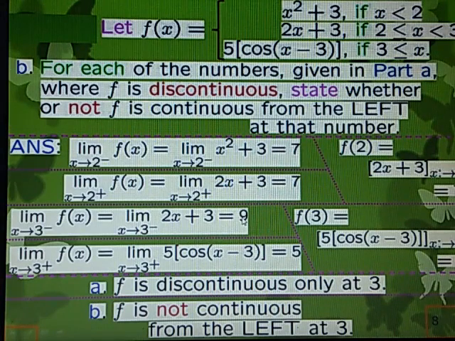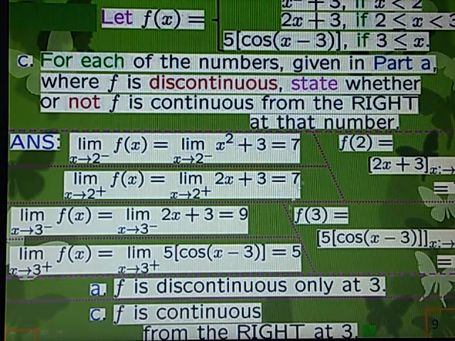You can see on the left of 3, it is different. But at 3 and on the right of 3, it is the same. So the discontinuity is because of the left-hand limit. So we can say the function is not continuous from the left of 3, because that is where the problem is. It is approaching some other value other than 5. Okay, then see the C part.